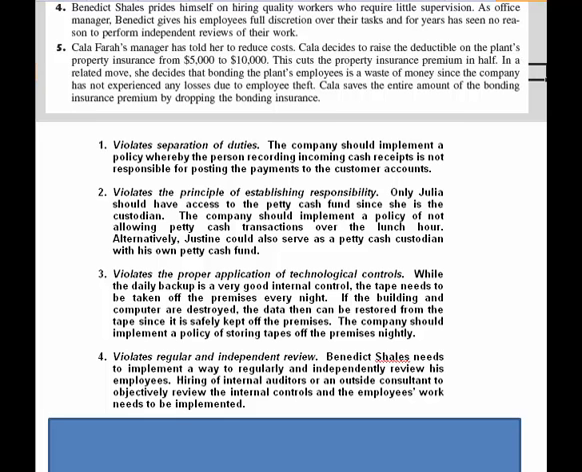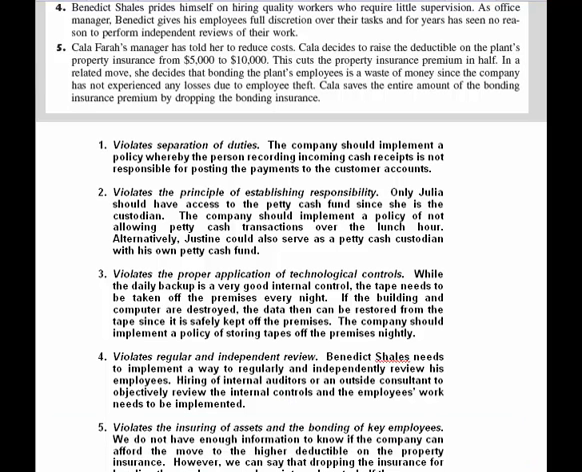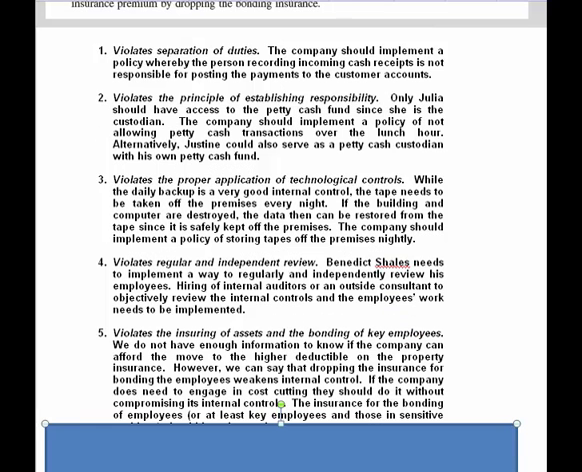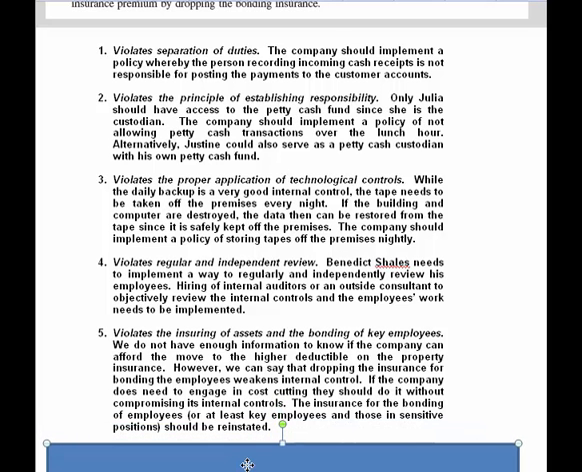In a related move, she also decides that bonding the plant's employees is a waste of money since the company has not experienced any losses to employee theft. Kayla saves the entire amount of the bonding insurance premium by essentially killing the policy. Okay, now hopefully that raises an eyebrow. Okay, so what does our text say about that? It says it violates the principle of insuring of assets and the bonding of key employees.